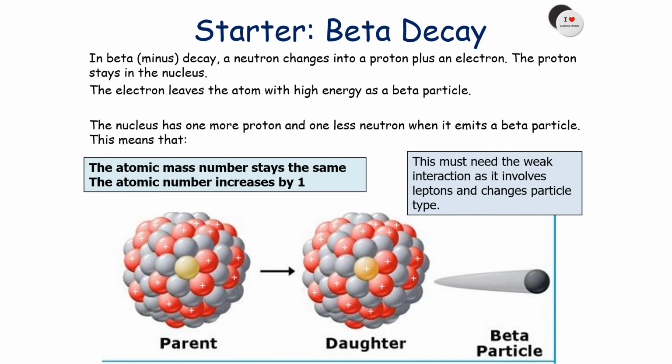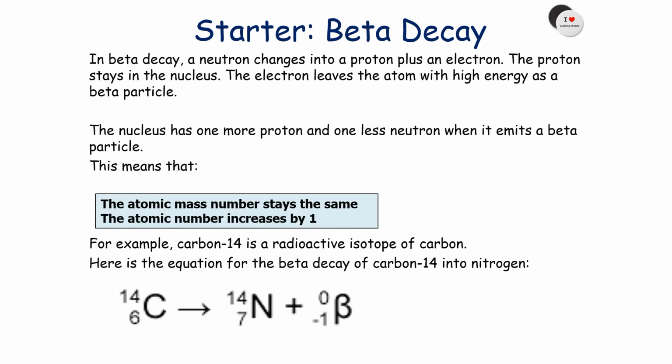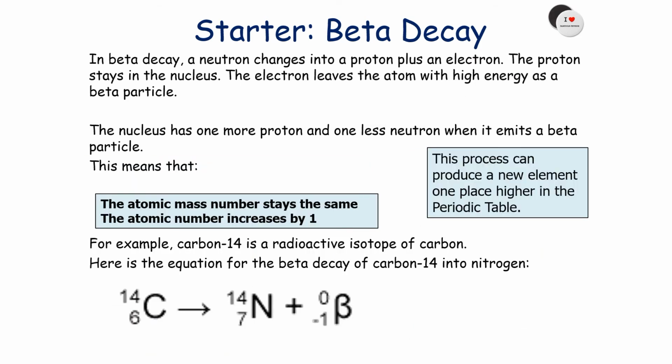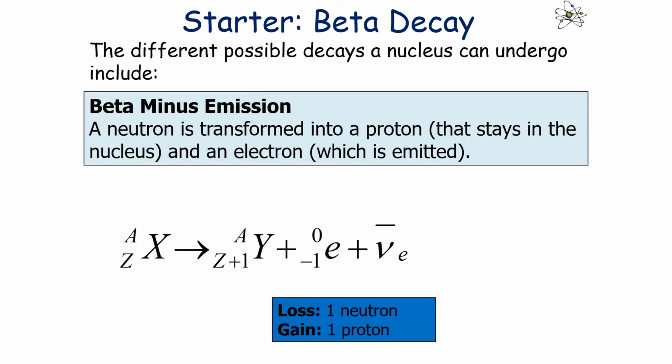Now in beta minus decay, a neutron changes into a proton plus an electron. The proton stays in the nucleus and the electron leaves the atom as a high energy beta particle. So the atomic mass number stays the same, yet the atomic number increases by 1. So we can see here that the process can produce a new element one place higher in the periodic table. So you can see that you lose 1 neutron and gain 1 proton in beta minus emission.